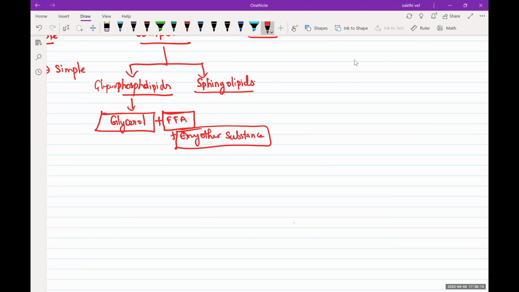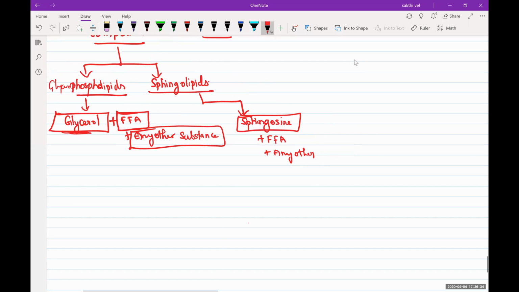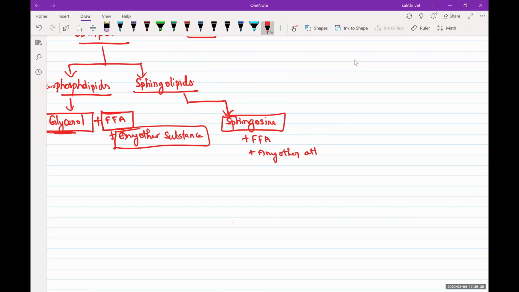And sphingolipids, instead of backbone glycerol, you will have a sphingosine. So sphingosine plus free fatty acid plus any other attachment gives rise to sphingolipids. Okay.